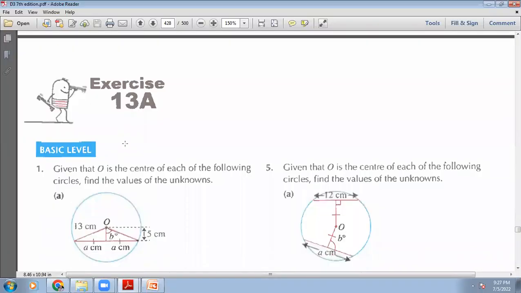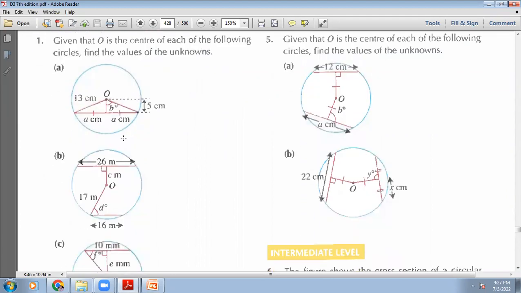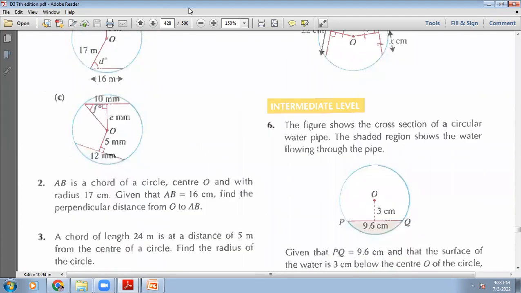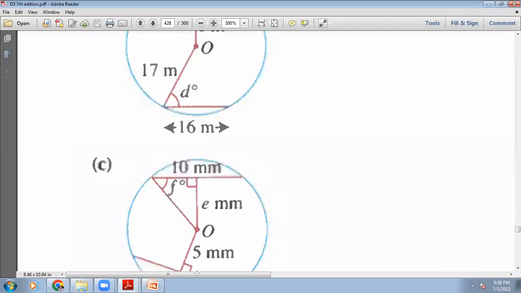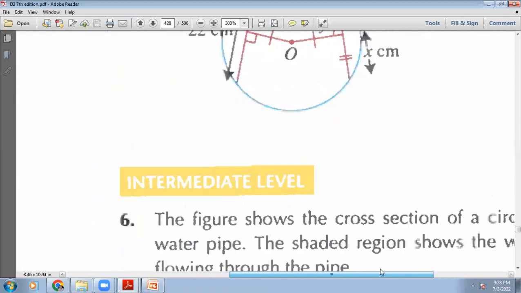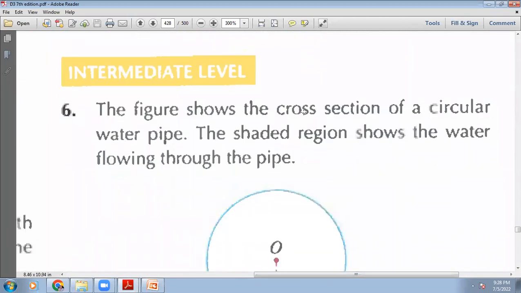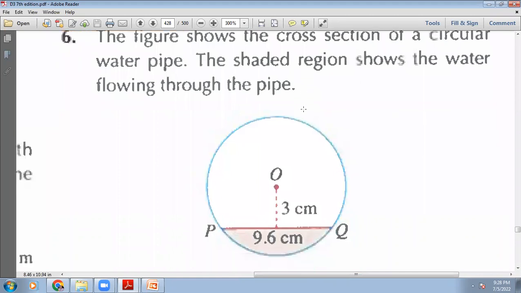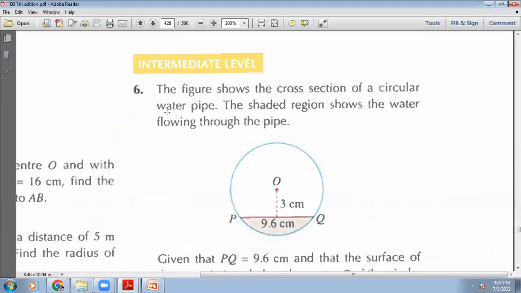Okay, so exercise 13A from the D3 book, New Syllabus Mathematics 7th edition. We are working on question number 6. Here we go, question number 6 is showing up on your screen. It says the figure shows the cross section of a circular water pipe. The shaded region shows the water flowing through the pipe.